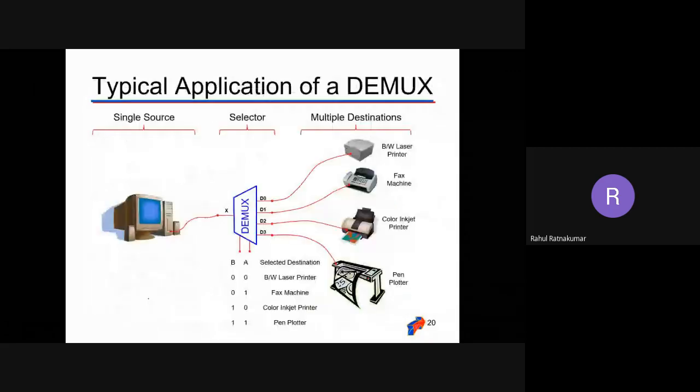So this is also a typical example of demux where you have a single file stored in your system. It may have to be printed through a laser printer, fax machine, or inkjet printer. So we have a lot of options, plotter printer, etc. You need to select one output device and let it print, scan, or send through the network. So we have multiple output devices and a single input device, so we need a demux here. A and B select which destination your file is going to go.